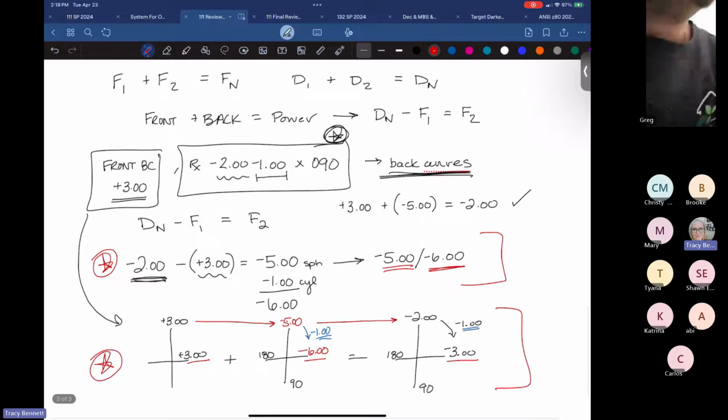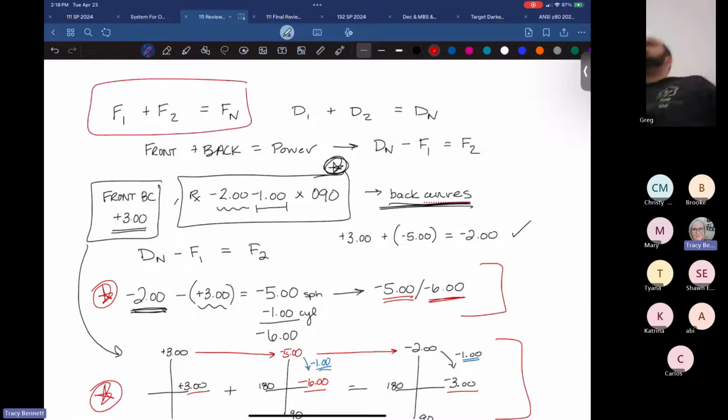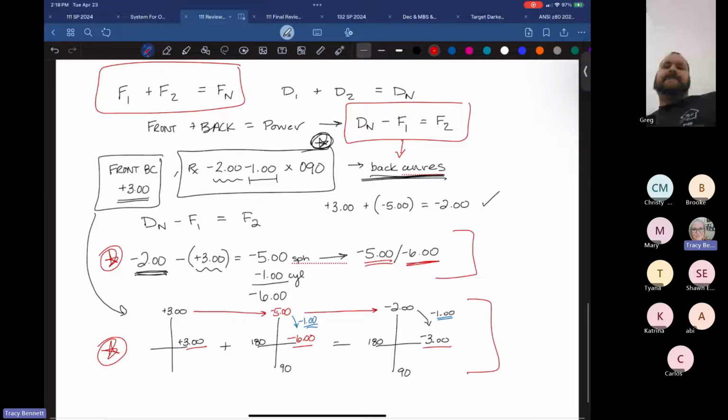So, yes, be able to solve it with the regular nominal power formula, and then also be able to solve for those back curves. Really important for both of your exams.